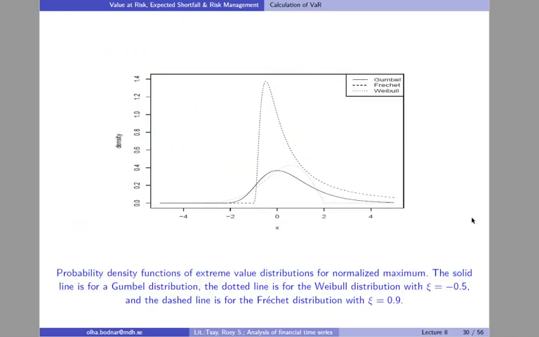So, probability density functions of extreme value distributions for the normalized maximum are given in this way. The solid line is the Gumbel distribution, the dotted line is the Weibull distribution, and the dashed line is the Frechet distribution with these values over here. So they're pretty different.